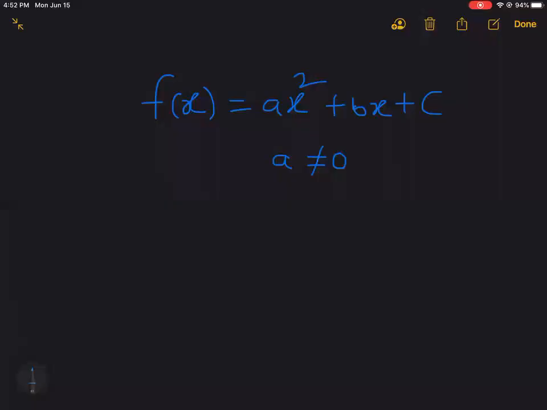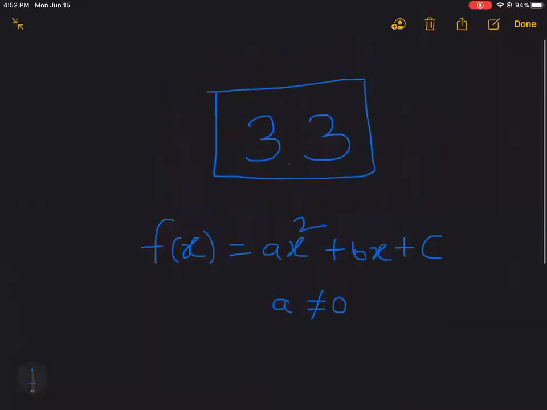Hello everyone, I'm back. So now I'll start discussing 3.3, and in this lecture you will see the quadratic equation, or in other words the quadratic function. So this is how we define a quadratic function.